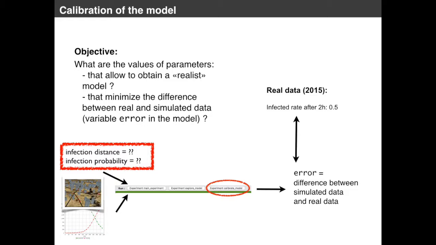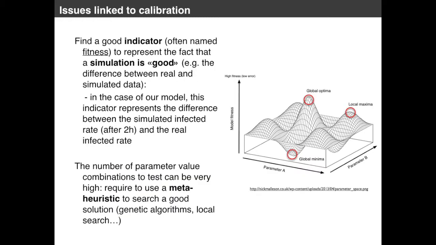We want now to calibrate the model, in our case, to find the best values for the infection distance and probability to fit the real data that we had concerning the infected rate. Indeed, we know that during the last year the infected rate after 2 hours was 0.5. To calibrate a model, it is important to define a good indicator, often called fitness, to define the quality of a parameter set. In our case, it will be the difference between the simulated infected rate and the real infected rate after 2 hours.